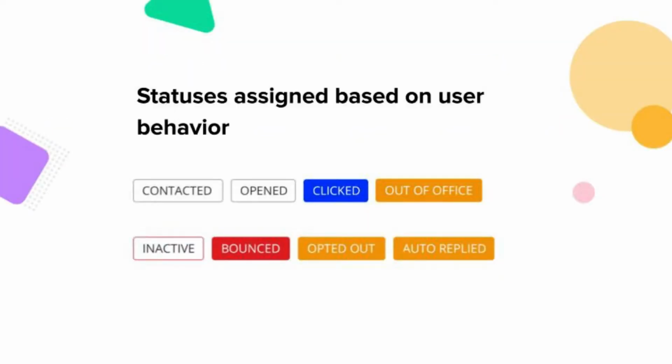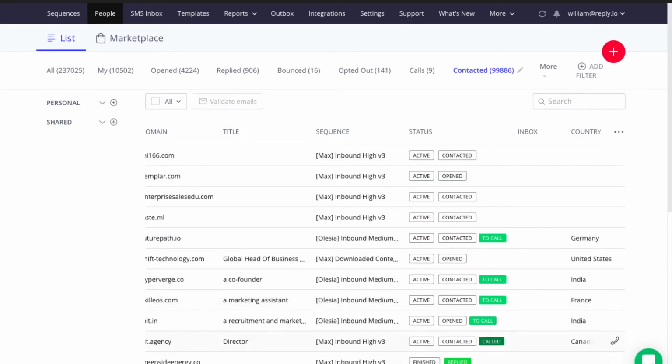Now let's talk about statuses that are assigned to contacts based on user behavior: the user did something, or something happened to an email in the sequence or to the data, for example. These statuses are contacted, opened, clicked, out of office, inactive, bounced, opted out, and auto-replied. The contacted status is assigned to the contact that received at least one email sent from the current Reply sequence. You cannot set this status manually.